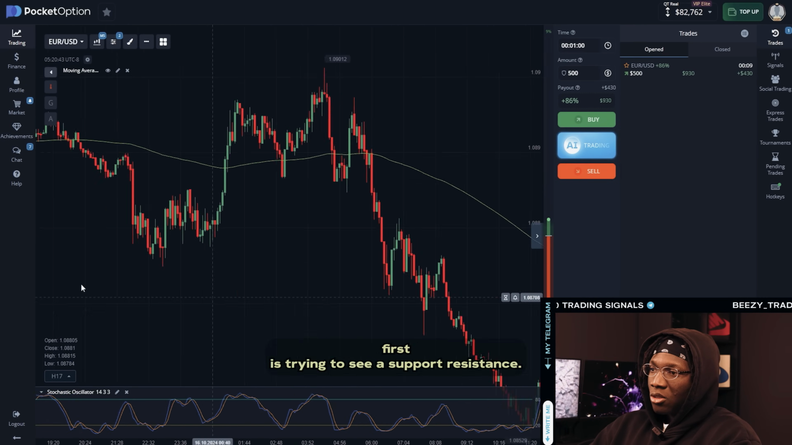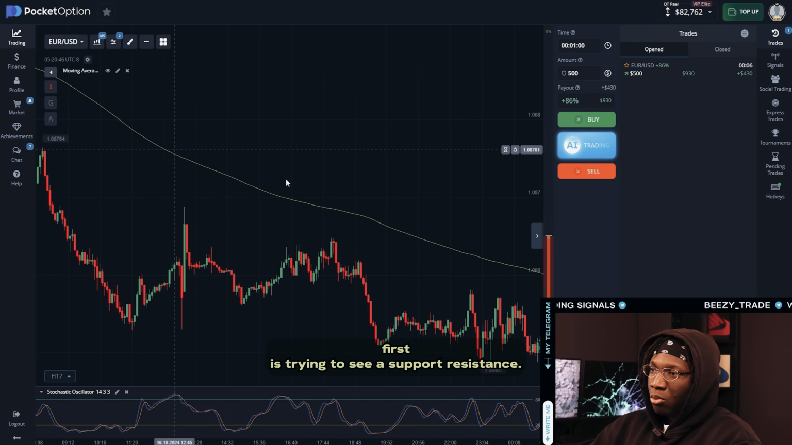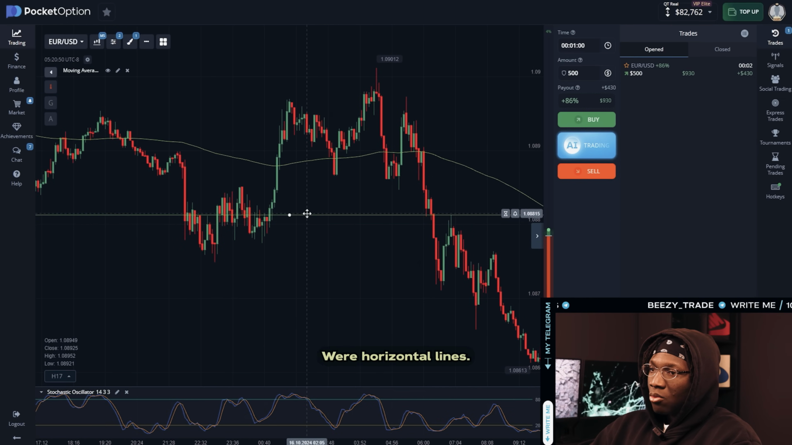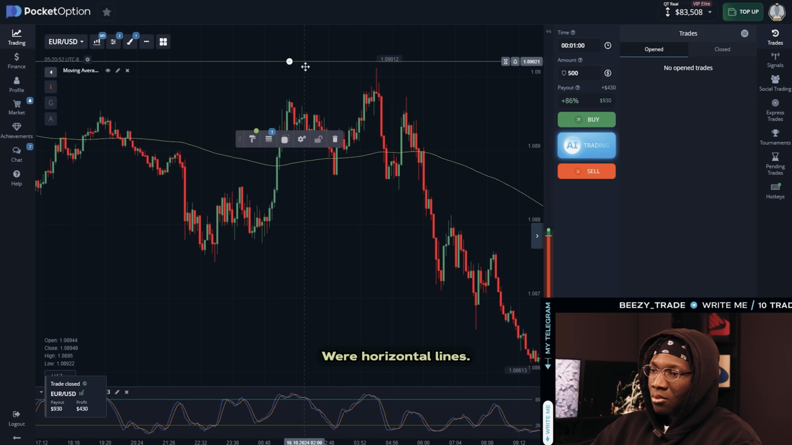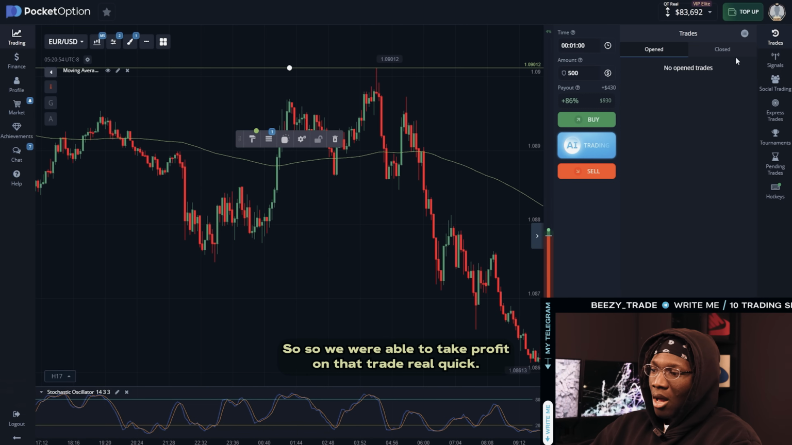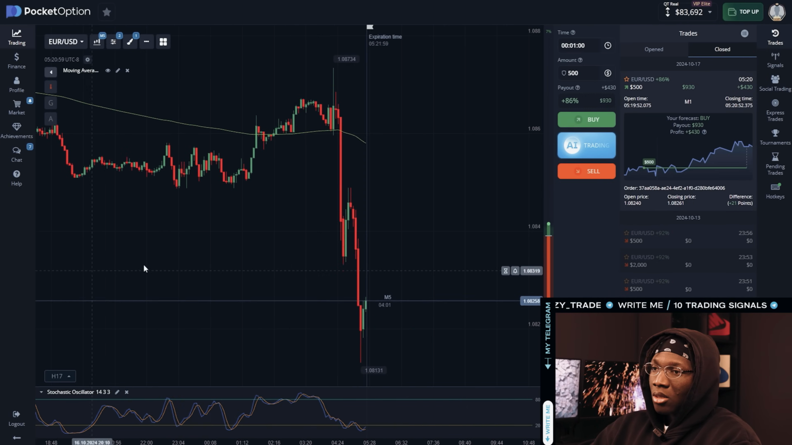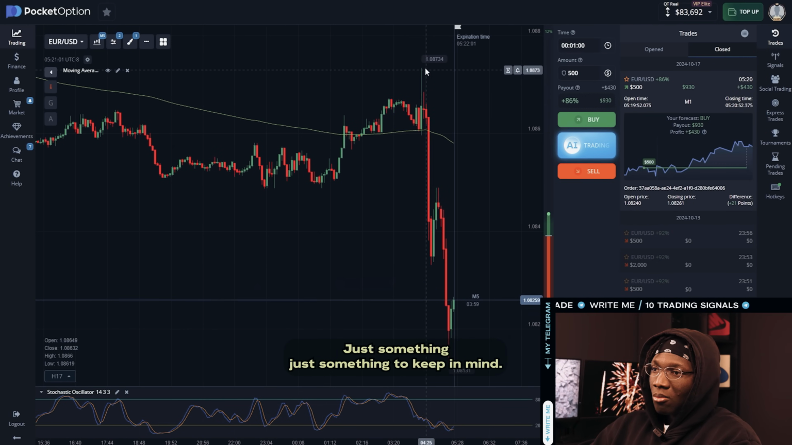So first things first is trying to see support and resistance. We could draw it up with horizontal lines. So we were able to take profit on that trade real quick. Just something to keep in mind.